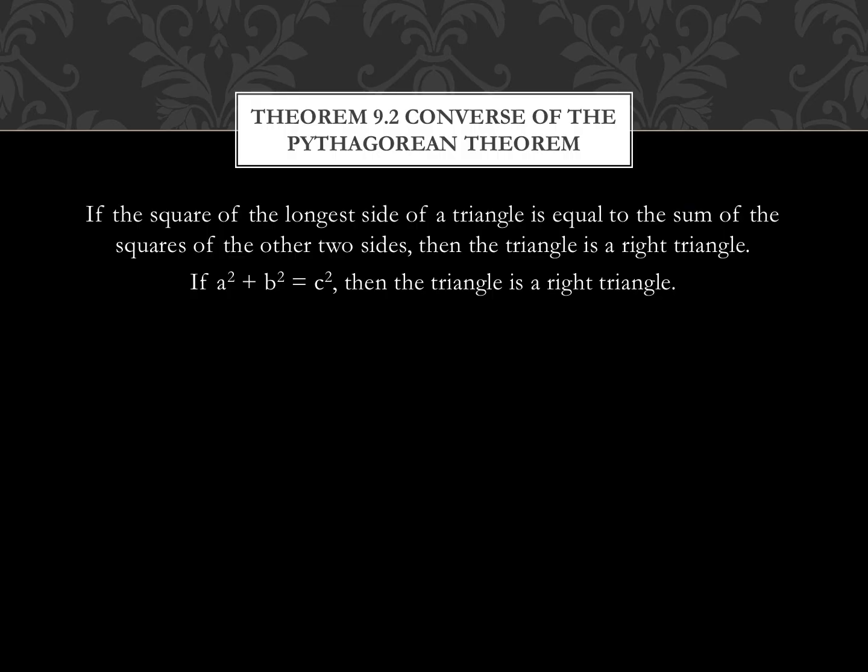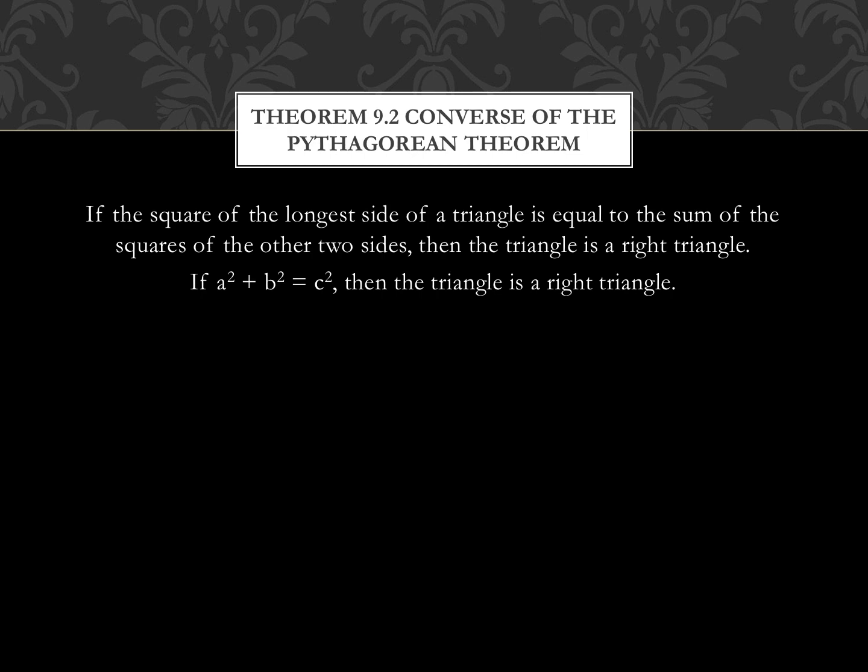Next, we're going to learn the converse of the Pythagorean Theorem. The converse of the Pythagorean Theorem states that if the square of the longest side of a triangle is equal to the sum of the squares of the other two sides, then the triangle is a right triangle. So here, they're going to give you three numbers, and we need to test to see: does a squared plus b squared equal c squared? If it does, then our triangle is a right triangle.